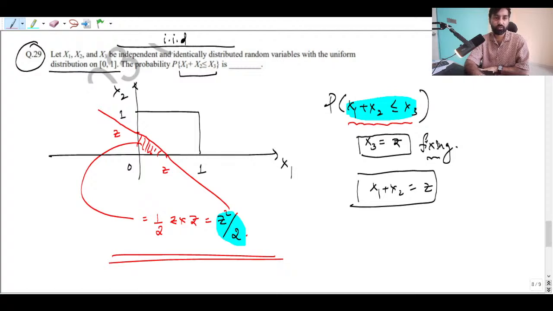So the simple answer is, I'm just checking the answer. Yeah, 1 by 6 is the correct answer for this question. Okay, 1 by 6 is the correct answer. I believe this is fine for all, yeah?